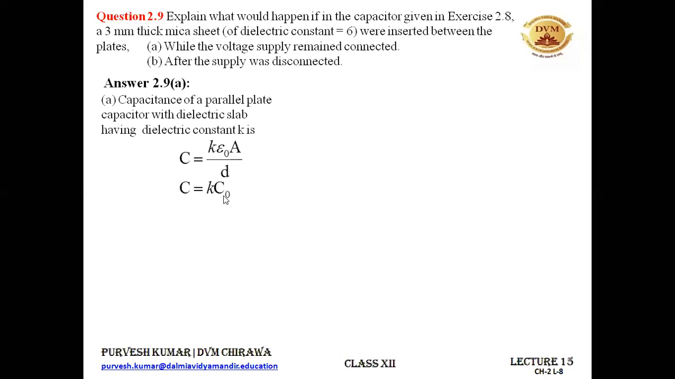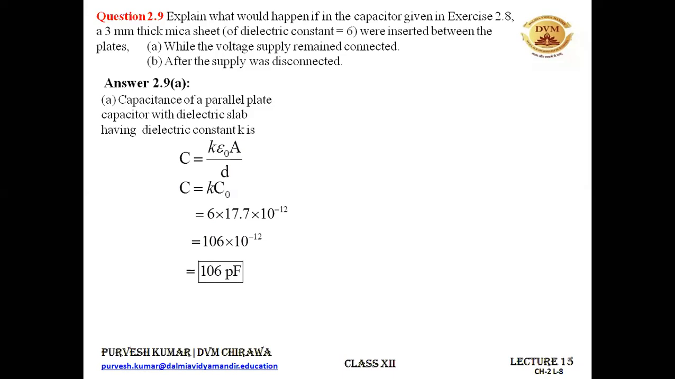Epsilon naught A by D is C naught, and this K is 6. We know the value of K is 6. The value of C naught we have just obtained in exercise 2.8, that is 17.7 picofarad. So in place of this C naught, I can write 17.7 picofarad. All right. The value of the new capacitance when we insert a dielectric slab in between the plates of the capacitor comes out to be 106 picofarad. All right. So this is what we have obtained.